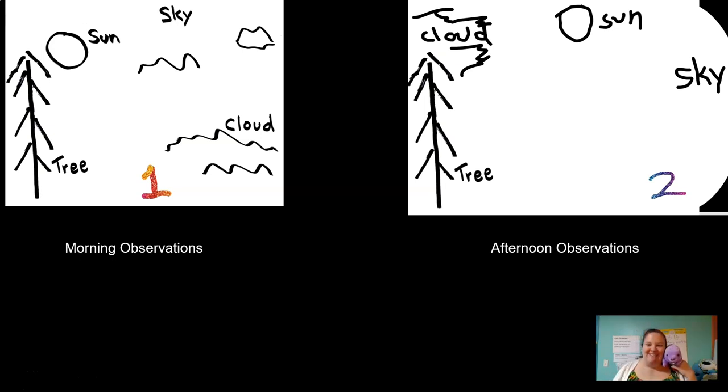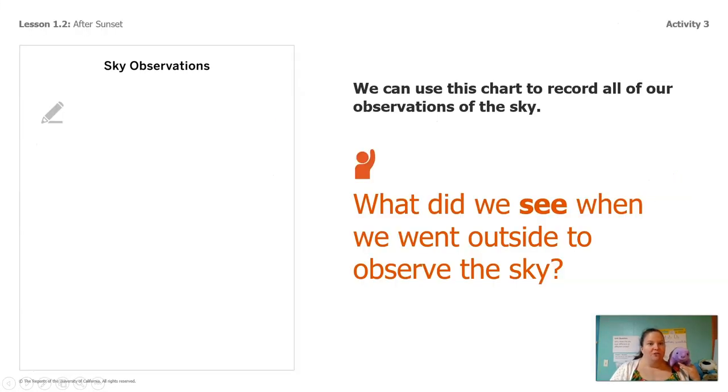This is a good time to talk to your partner, your thought partner, about how your two observations compare. Just like I would share with Lavender here how my two observations compare, that's what you can do with your partner. And then we're gonna write it onto an observation chart. When Lavender and I looked at our sky observations, we noticed there were a couple of things that were in both of our observations.